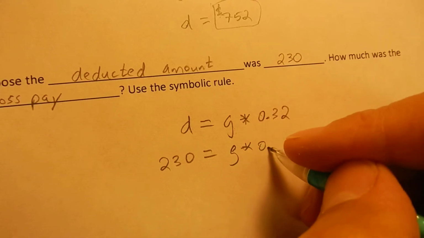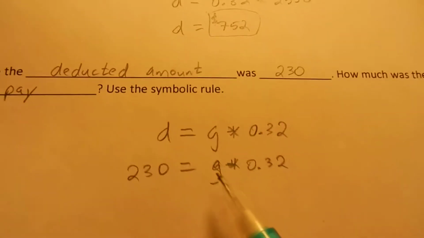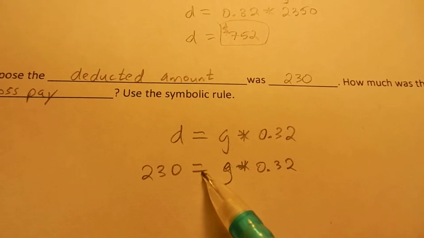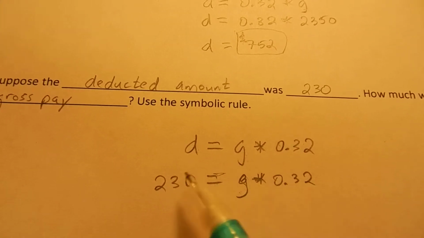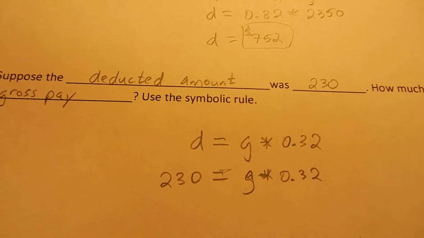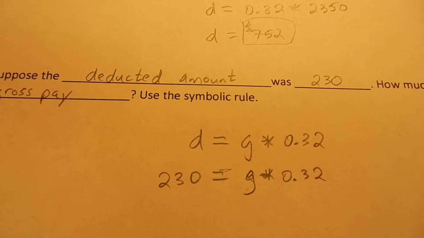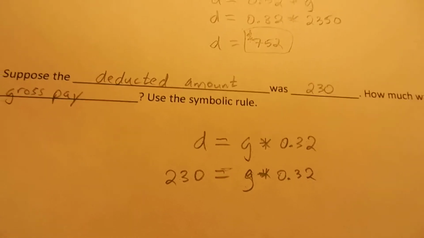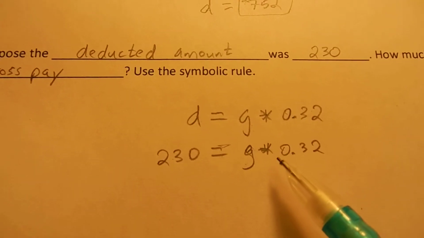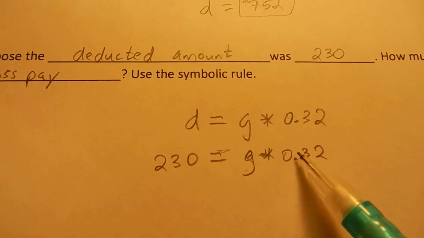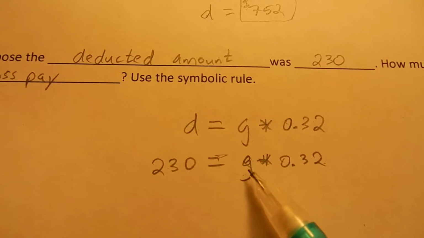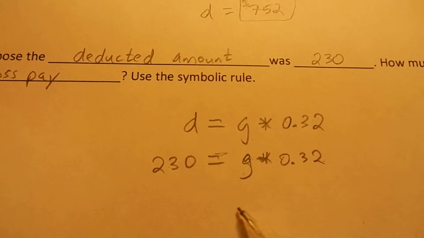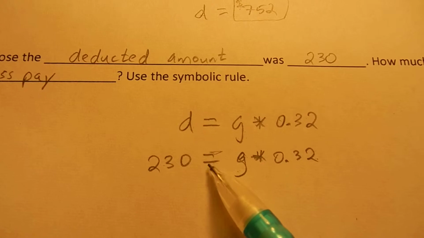and ask ourselves here, what must this g value be in order to have this equals be true? So in essence, what number times 0.32 will give you 230? So the idea is really an algebra question, and you may already know it, but if we were going to use algebra steps, we would want to undo this multiplying of 0.32 to help us find out what this g value would be equal to make this a true statement.